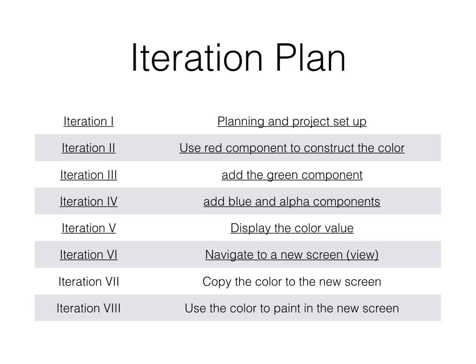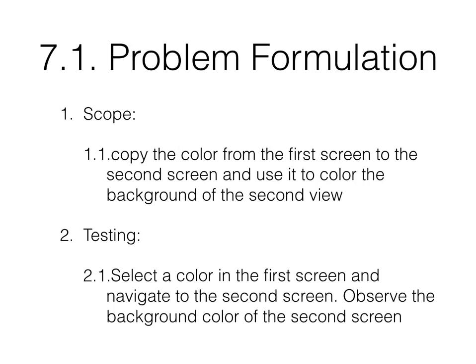So how do we copy the color to the new screen? Let's start with the process. So problem formulation, the scope. What is the scope? I have a color object on the first screen that I want to copy to the second screen and use it to color the background of the second view. I'm only using it to color the background of the second view to demonstrate that I actually copied it successfully.